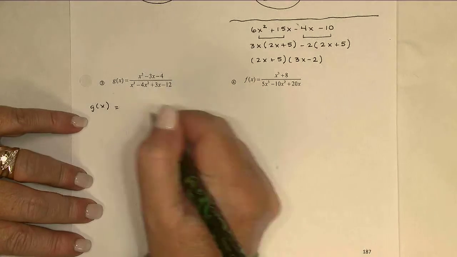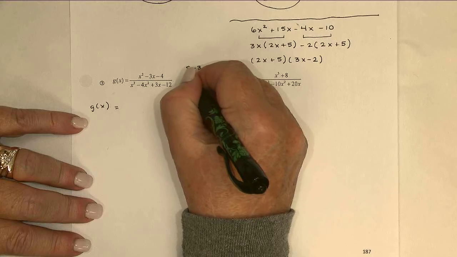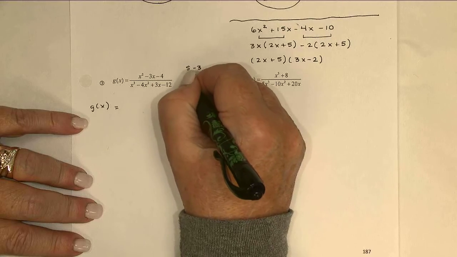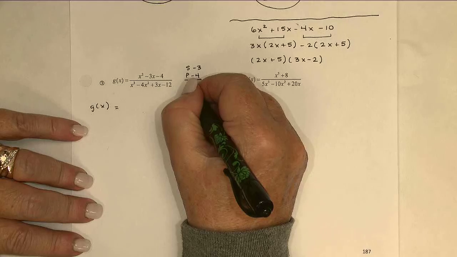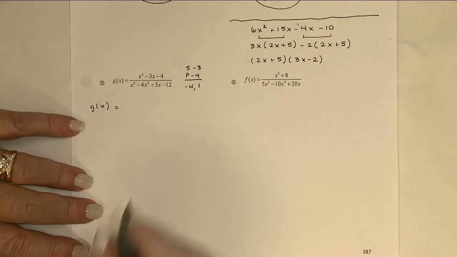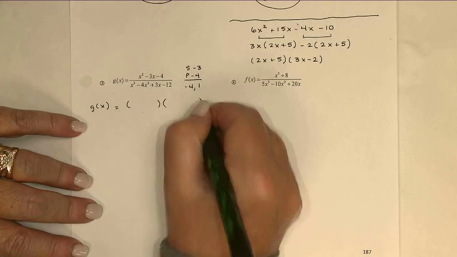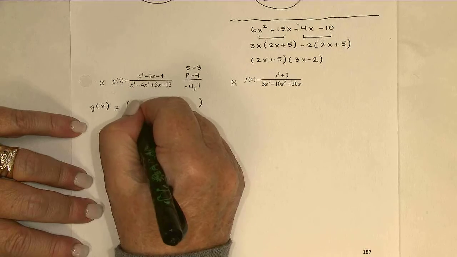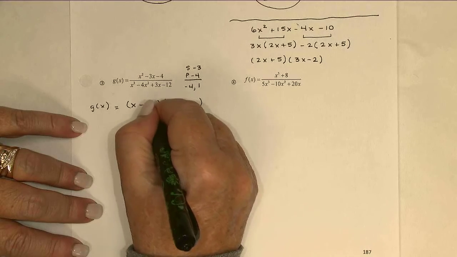And as I look at that numerator, thinking sum negative 3, product negative 4, let's see, that would be negative 4 and positive 1. So I think I could factor the numerator right away. X squared would be x times x. And then my numbers, minus 4 and plus 1.